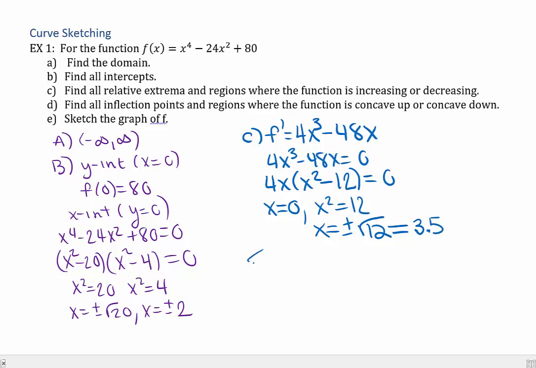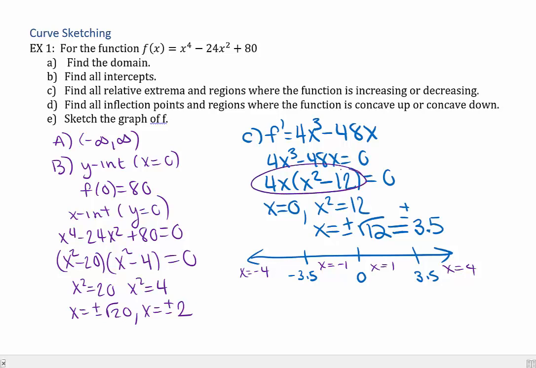So I'm going to make a number line. Oh, can't forget the plus or minus. My critical points are negative 3.5, 0, and positive 3.5. I pick test values in each of these intervals, and then I'm going to take these test values and plug them into my first derivative. Either of these forms would be fine.